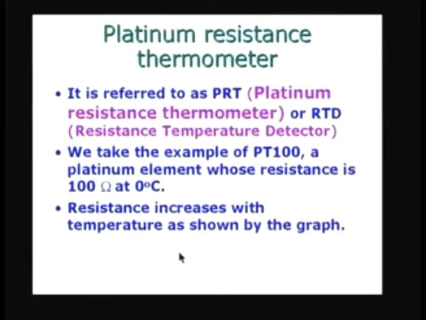So, the platinum resistance thermometer is also referred to as PRT. PRT is nothing but P for platinum, R for resistance, T for temperature, or it is also referred to as RTD. RTD is simply a resistance temperature detector. RTD can refer to any resistance temperature detector, but PRT will refer to only a platinum resistance thermometer. These terminologies are used very extensively in the literature, in books and so on, so you should not be confused. If you see PRT, you know what it is, or RTD. RTD is a very general term used for resistance temperature detector.